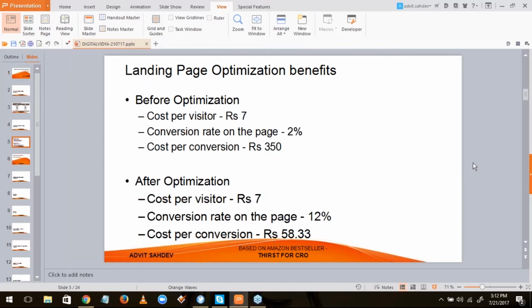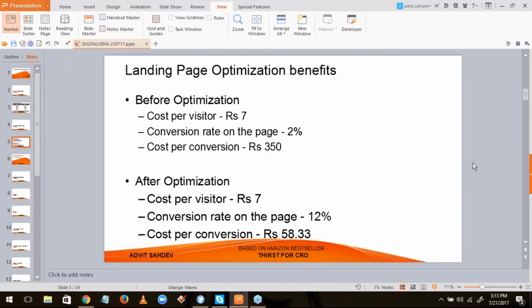Now what do I mean by convert? Convert is purely a business goal. It is determined by what your business goal is. It can be a sale, it can be a lead, it can be performing the desired action that you want on the particular page. Let us stick to our example of an education institute. The conversion rate of 2% means that 2 out of every 100 students who came to the page fill up the inquiry form. That means 1 out of every 50, and the cost per conversion is 350 rupees.